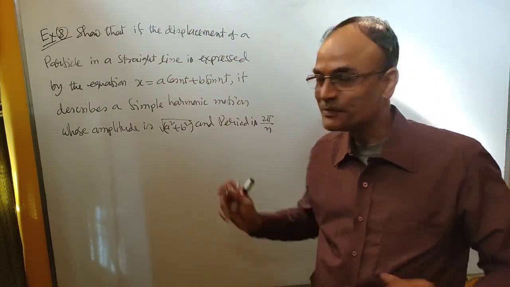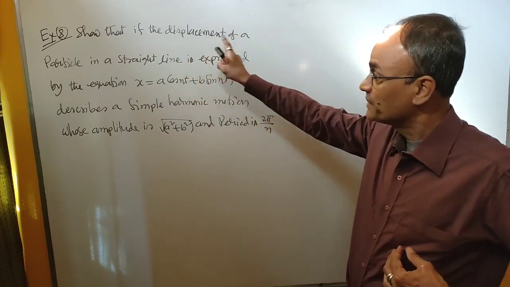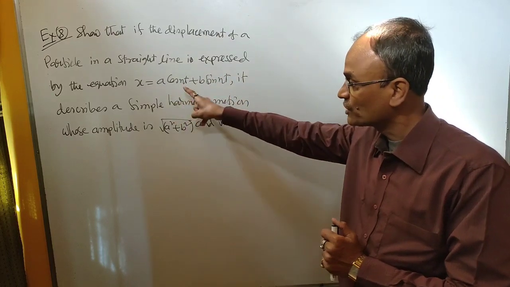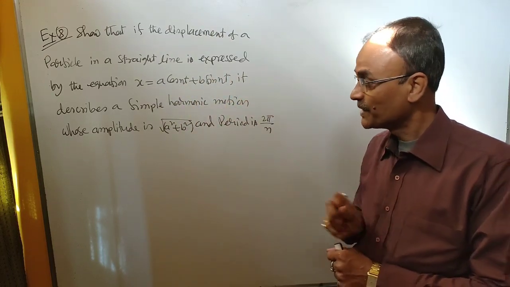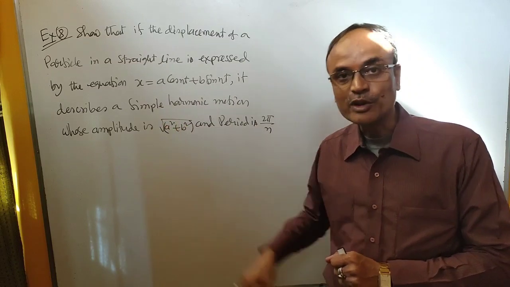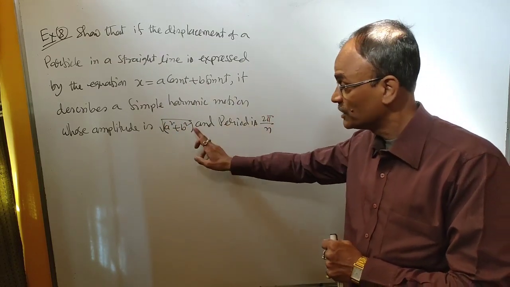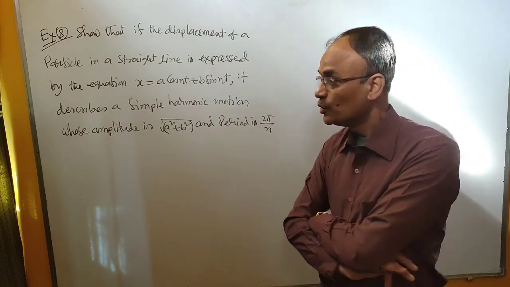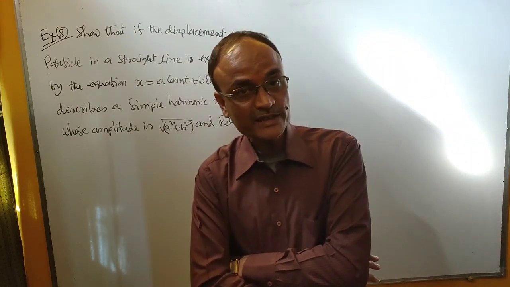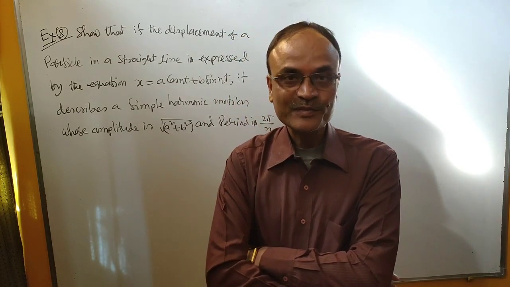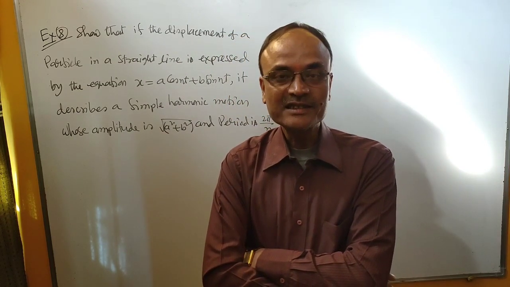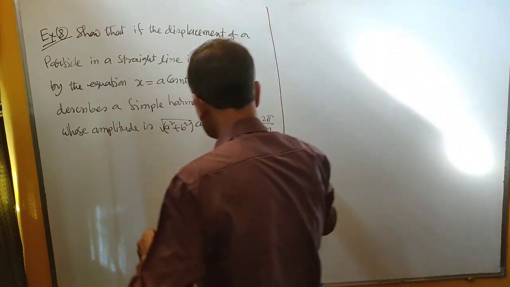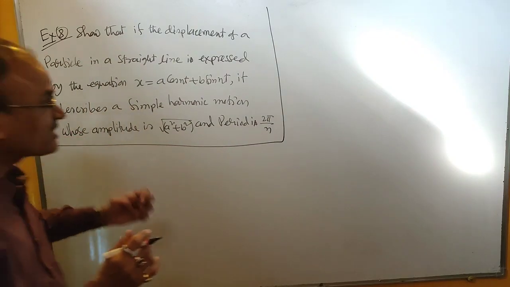Let us try to solve this problem. Show that if the displacement of a particle in a straight line is expressed by the equation x = a cos nt + b sin nt, it describes a simple harmonic motion whose amplitude is root over a square plus b square and period is 2π by n. We have to show that the motion is simple harmonic with time period 2π by n and amplitude of the motion is root over a square plus b square.